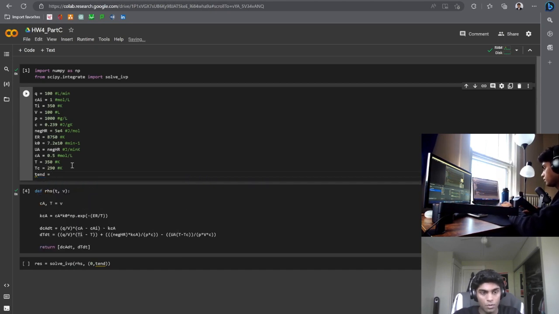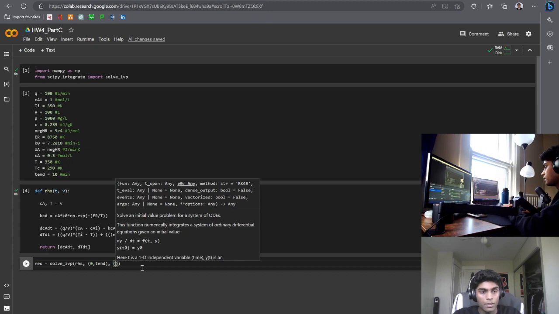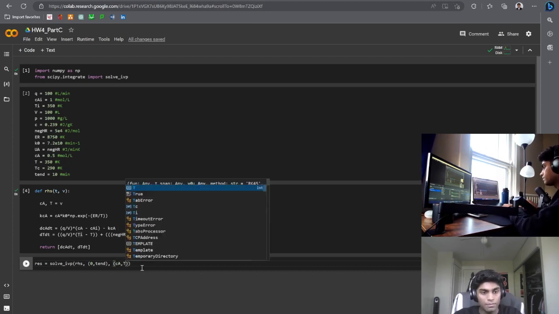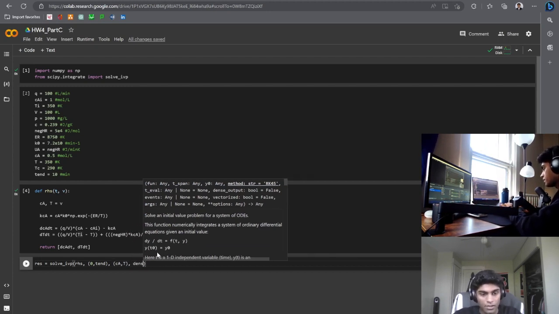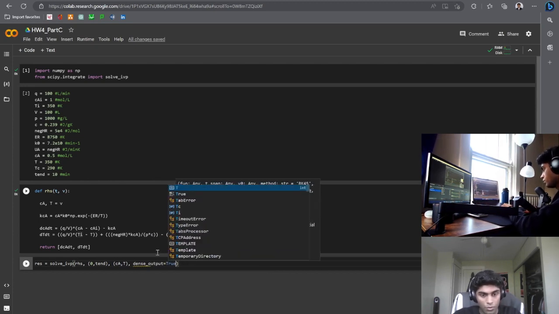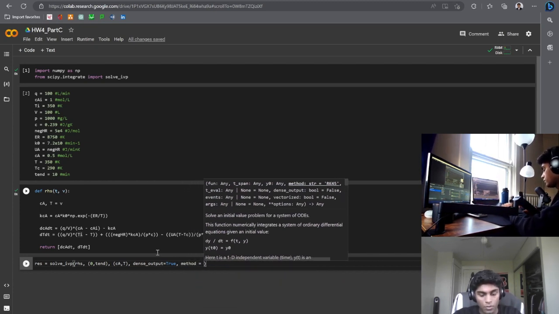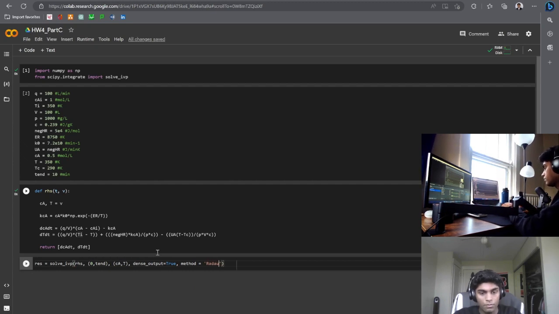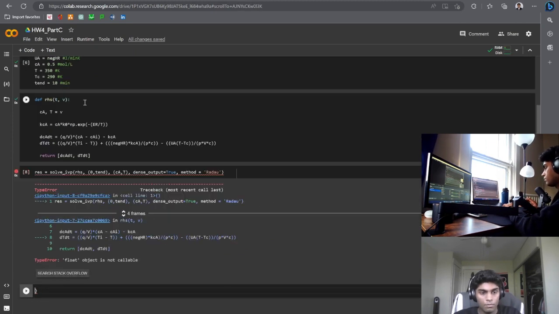Tn equals, let's go 10 minutes. Our y is going to be Ca and T. Dense output equals true, and method equals reduce. Let's see what I do.